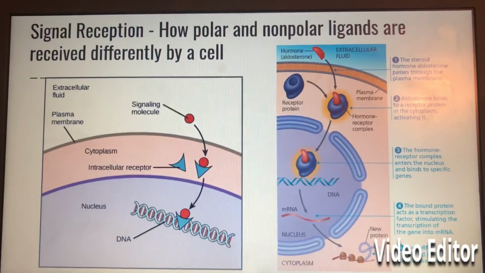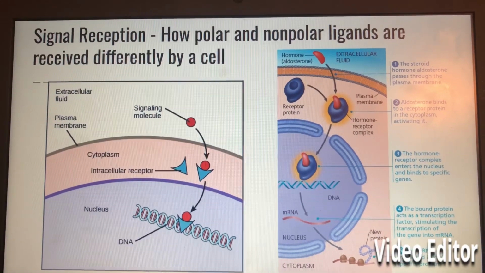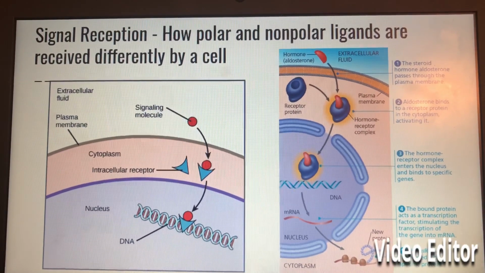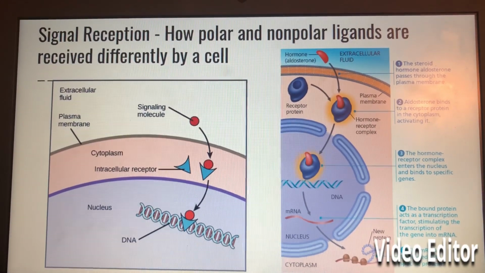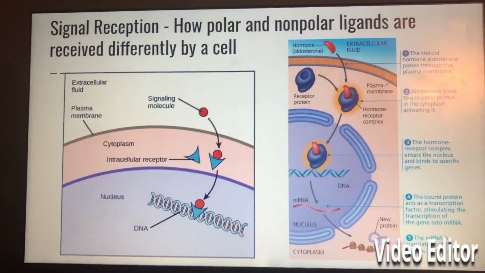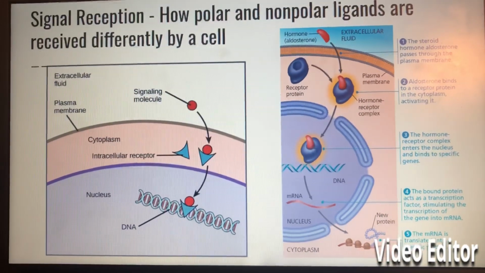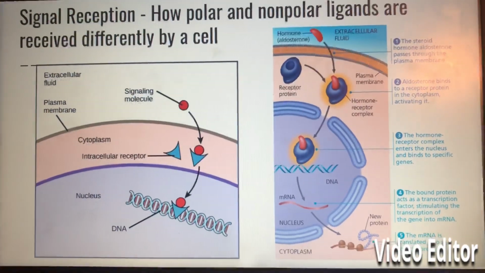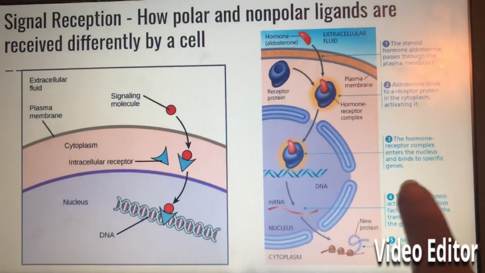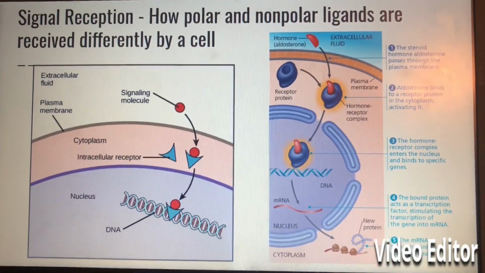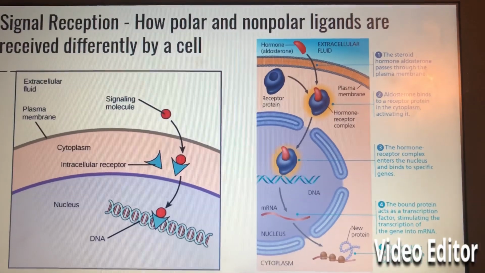For example, the primary receptors for hydrophobic steroid hormones, such as the sex hormones estrogen and testosterone, are intracellular. And you can see how the ligand moves through the plasma membrane, and this is an example on the right of a hormone traveling through the plasma membrane.